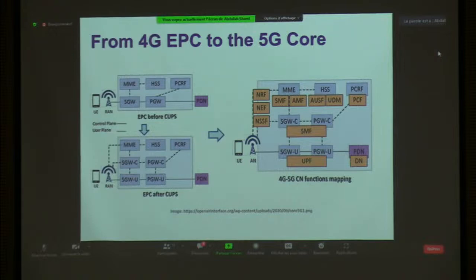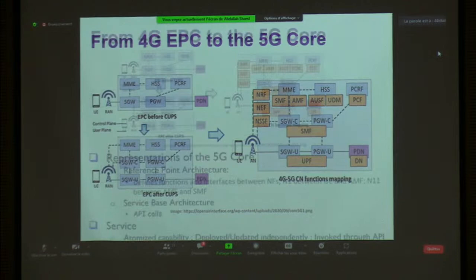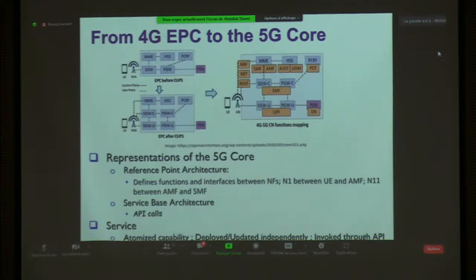One of the key network functions in the 5G core is the NSSF, the network slice selection function, which supports selecting the network slice instances to serve a specific user equipment. Okay, because we have those network functions in the core, they need to interact with each other through various interfaces. There are two main representations of the 5G core. One of them is the reference point architecture, and the other is the service-based architecture. In the reference point architecture, it is much similar to 3GPP, where it defines functions and the interfaces between them.